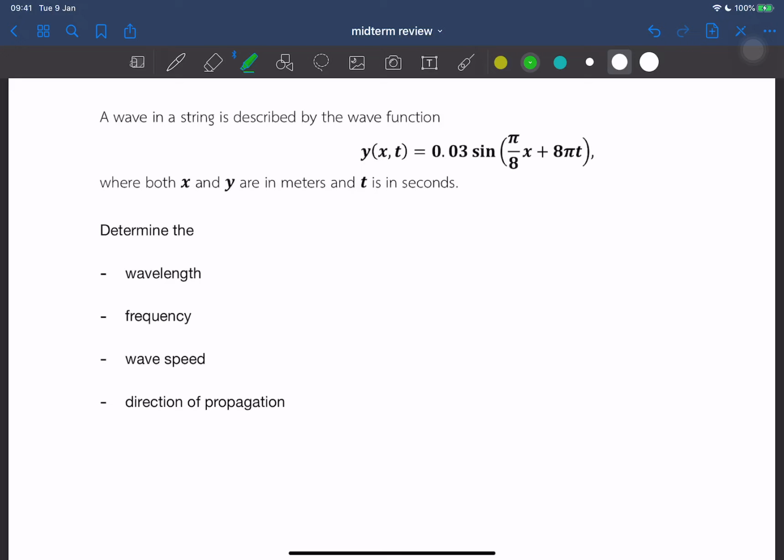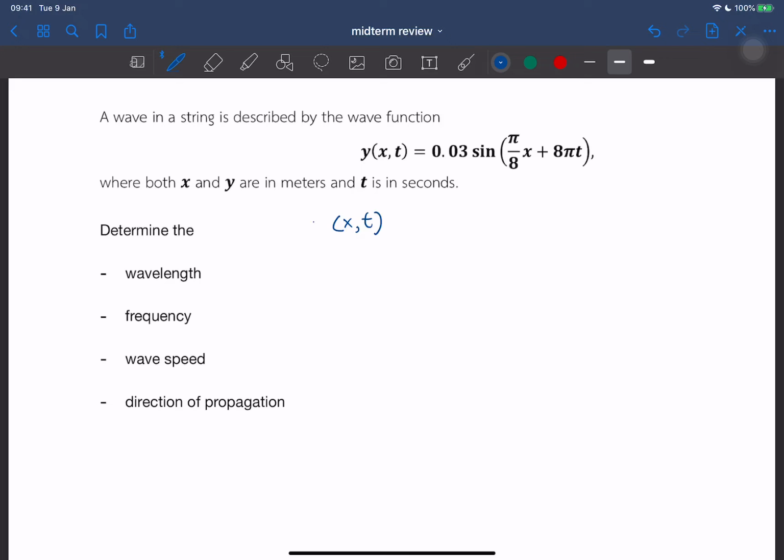All right, the only thing that you need to remember is the standard way of writing the wave function. Remember in class we have the wave given by y of x and t. So x and t are the two free variables. X is position on the medium and t is time.